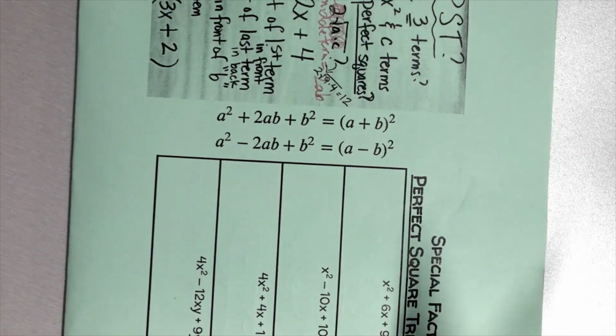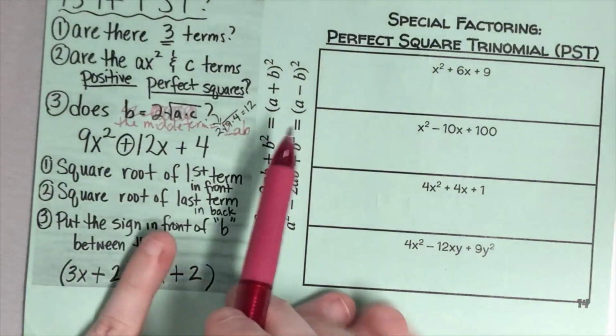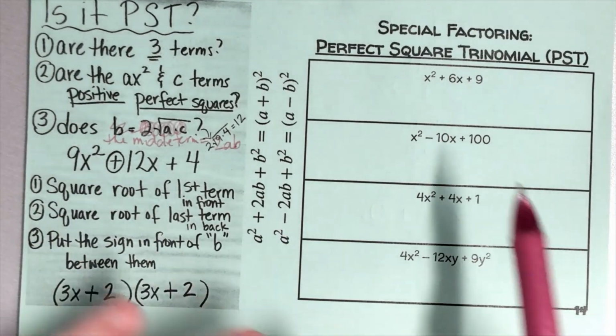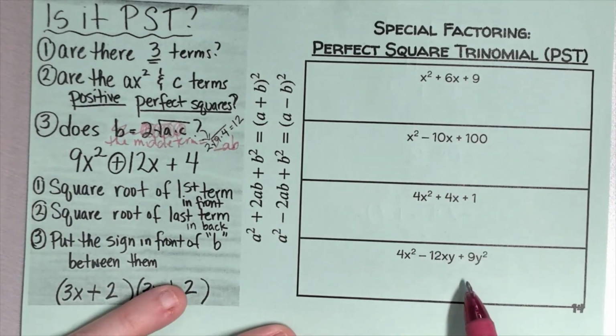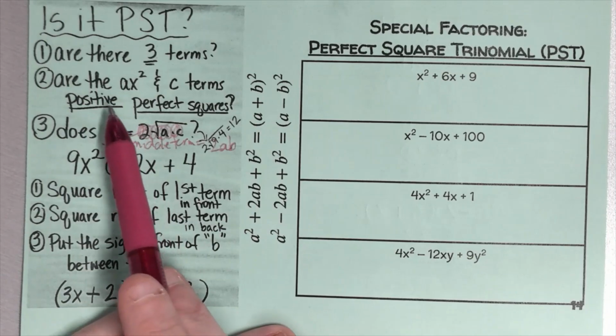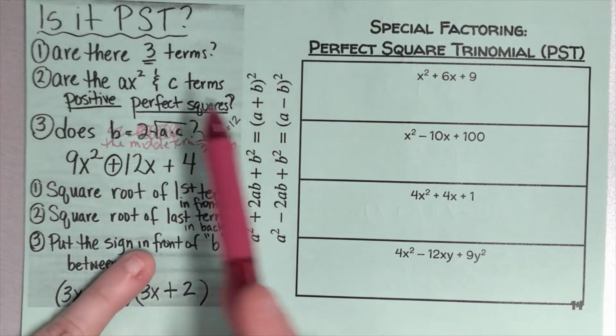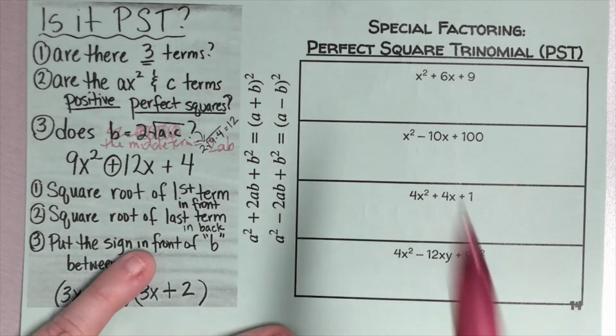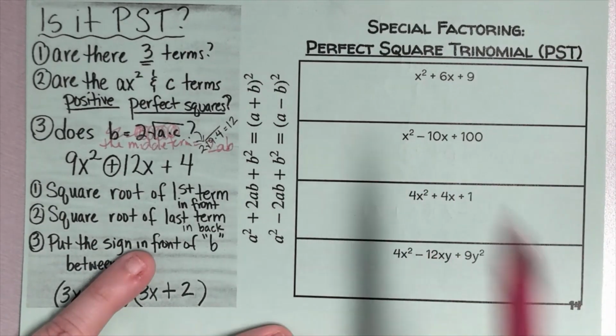Okay, so here are some rules of perfect square trinomials. First of all, there have to be 3 terms. It's a trinomial, it's got to have 3 terms. All of these have 3 terms, okay? Second, the ax squared and c terms, so the first and last term, the quadratic and constant, have to be positive perfect squares.